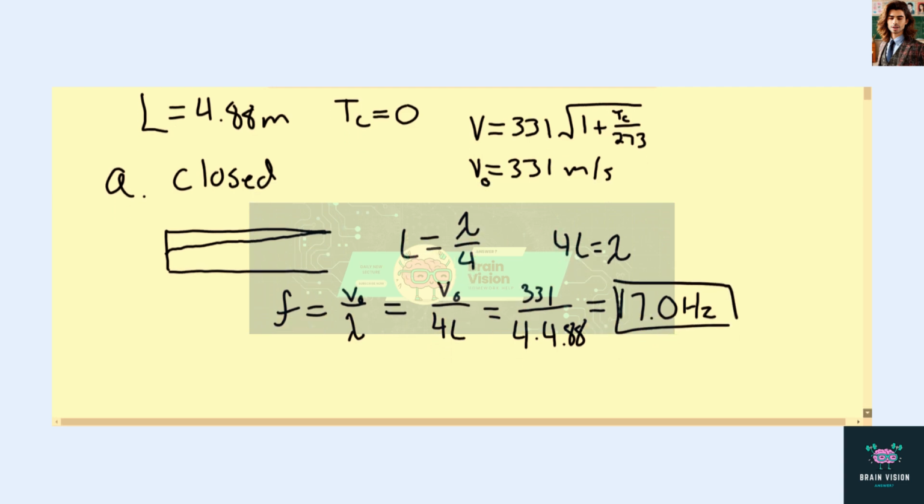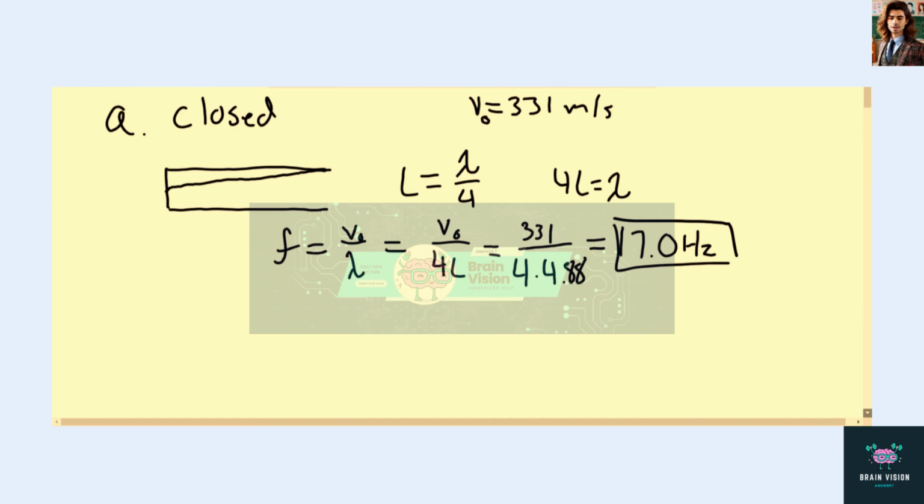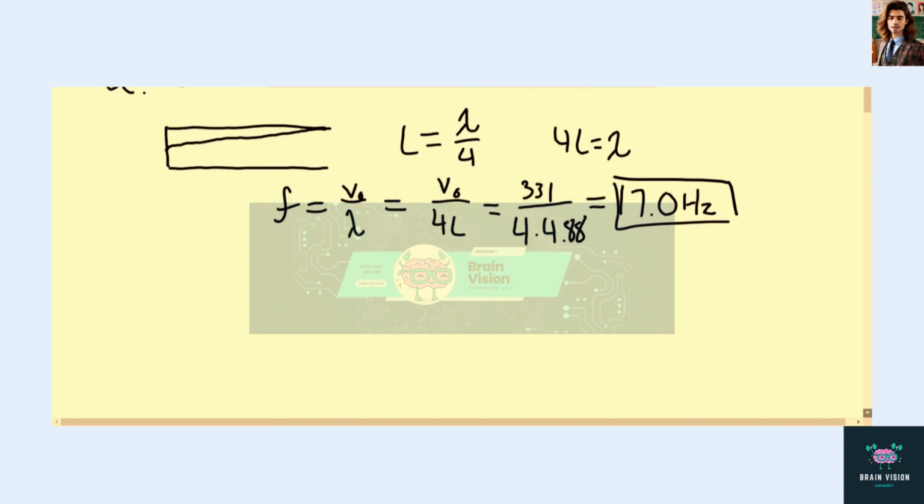Then for part B, we do a very similar thing. I'll switch colors just to differentiate. Now the pipe is open at both ends.